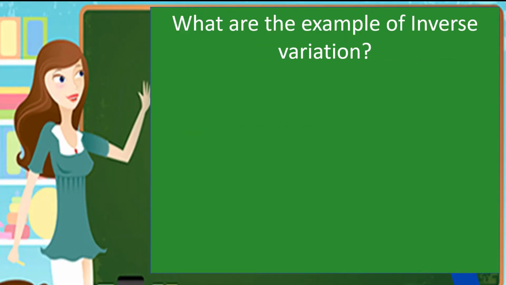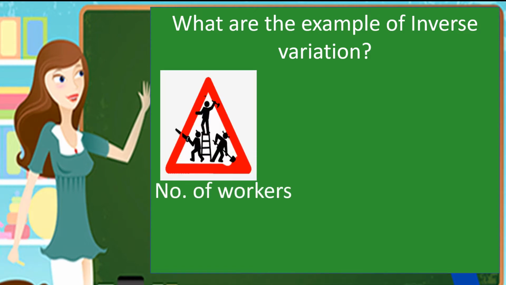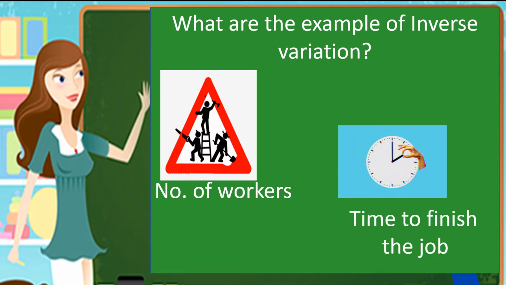So here is an example of inverse variation: the number of workers and its relationship with the time to finish a job. In inverse variation, pagdami ng nagtatrabaho ay pag-unti ng oras na matapos ang trabaho. Kung mapapansin natin, yung isa ay tumataas ang bilang, yung kanya namang kasama ay bumababa. Like the relationship between the number of workers and the time to finish a job.